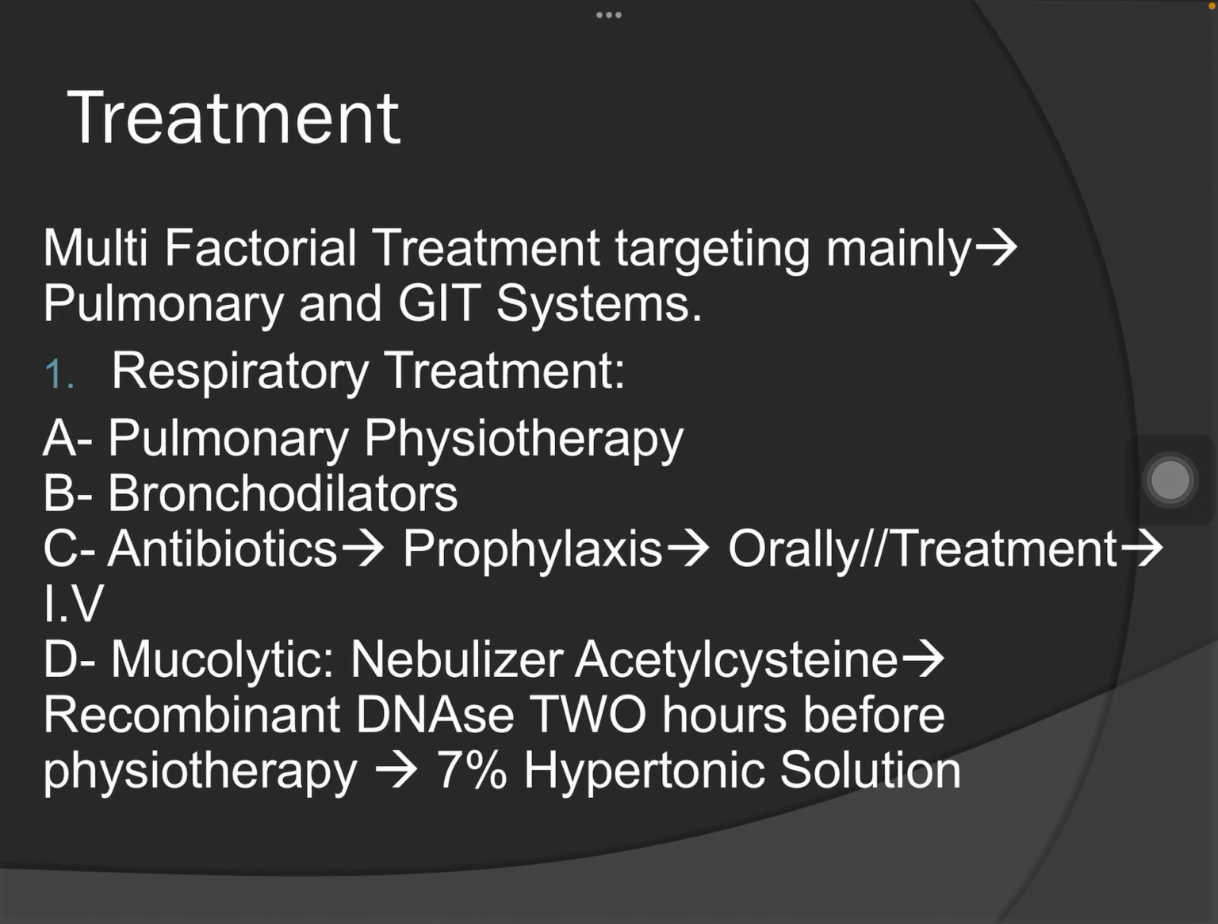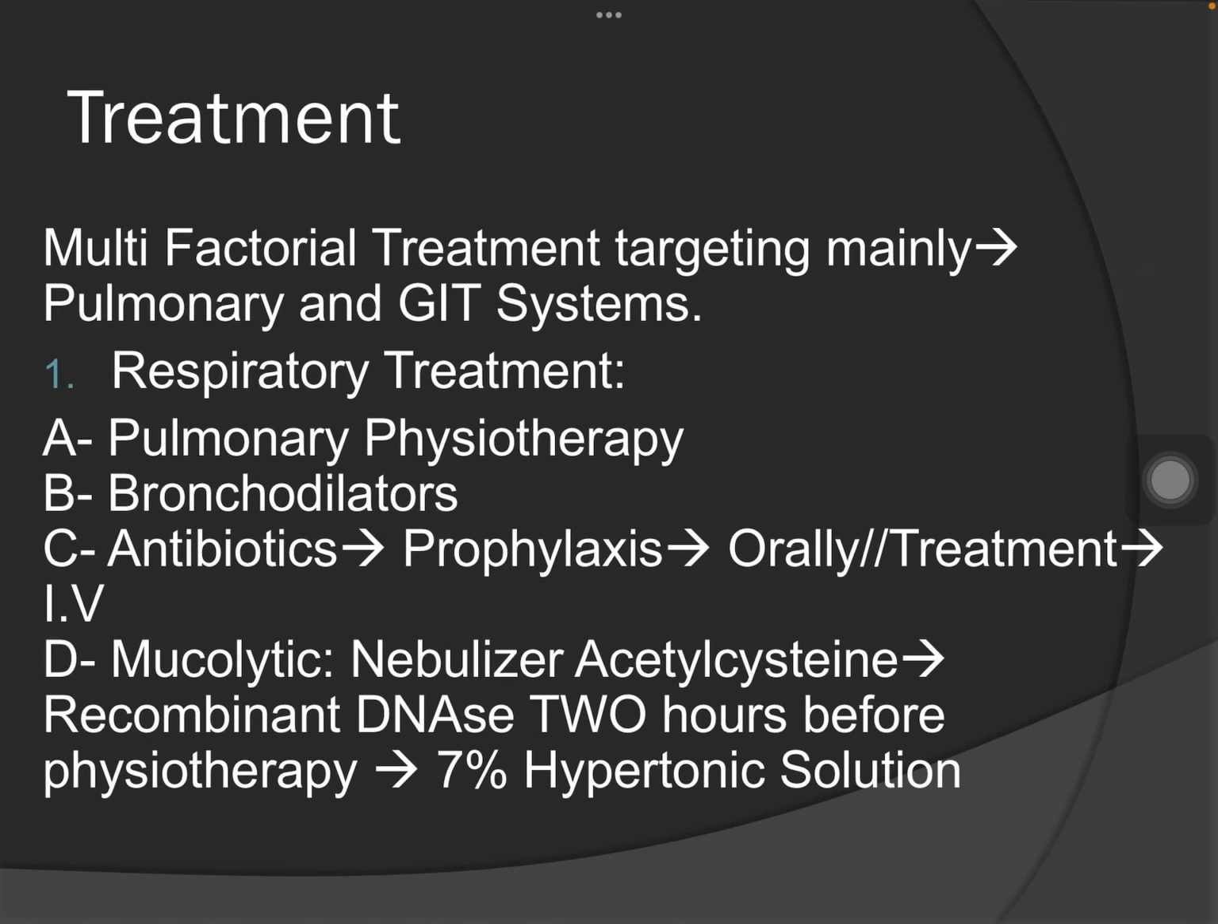Now, how do we treat cystic fibrosis patients? Well, we have to know that it's a multifactorial treatment targeting mainly the pulmonary and the gastrointestinal systems. How do we treat the respiratory system? First of all, we need essential pulmonary physiotherapy. We need the use of bronchodilators, and we have to use antibiotics. We can use these antibiotics orally for prophylaxis, or we can use antibiotics as treatment if there is a present infection by giving them IV.